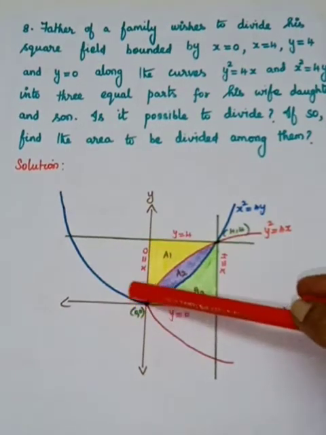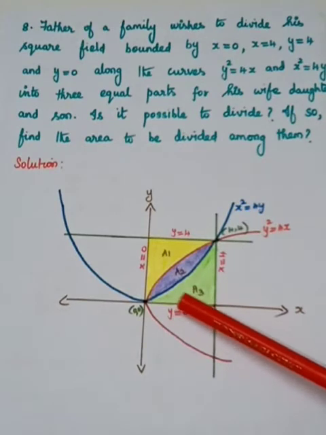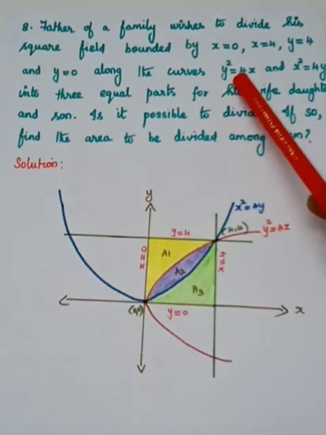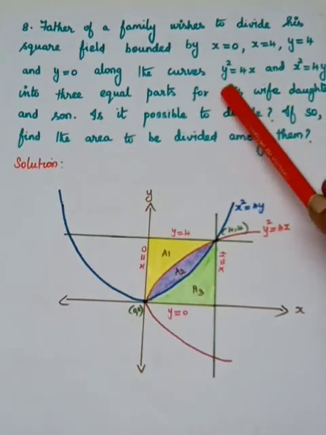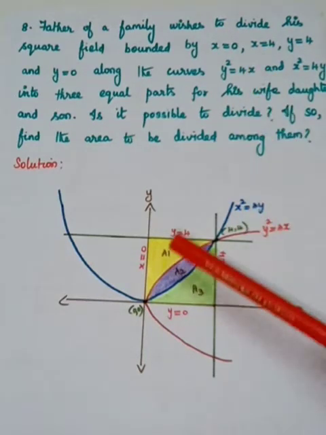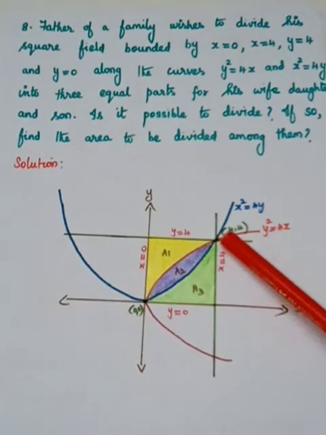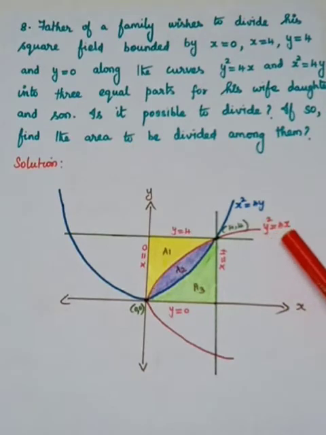Okay, this is the square field. This square field is divided into 3 equal parts along the curves y squared is equal to 4x and x squared is equal to 4y. On seeing the curve y squared is equal to 4x, it's a parabola which is open rightward. So therefore the red color parabola is drawn. This is open rightward, that is y squared is equal to 4x.